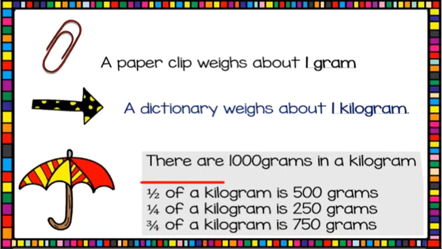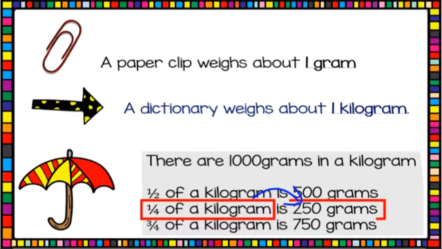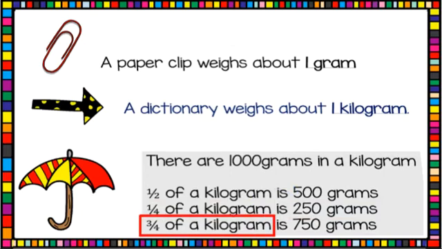If we want to talk about half of a kilogram, then that is equal to 500 grams. If we want to take 1/4 of a kilogram, then that will equal 250 grams. If we want to talk about 3/4 of a kilogram, then that equals 750 grams.